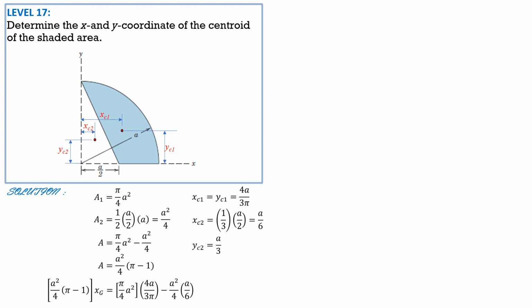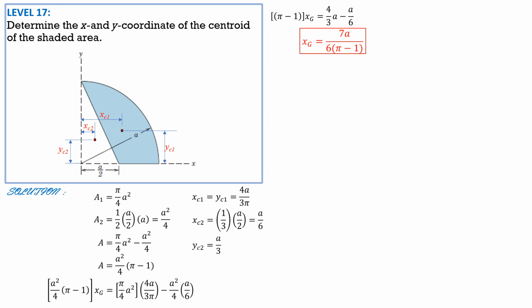Cancel out a square over 4, a square over 4, a square over 4, and simplify. Pi minus 1 quantity xg equals 4/3 a minus a over 6. So simplifying, dividing by pi minus 1, xg therefore is 7a over 6 times (pi minus 1).